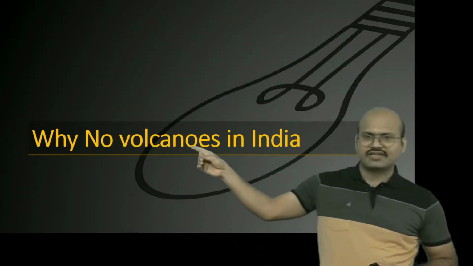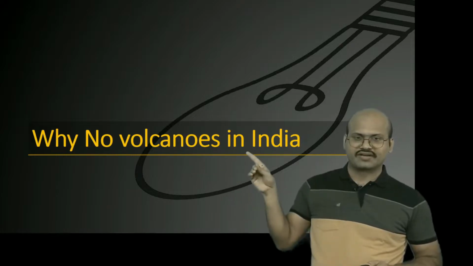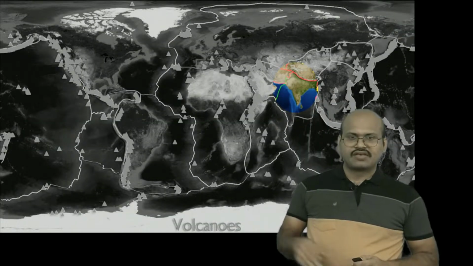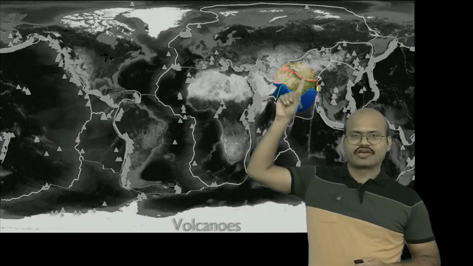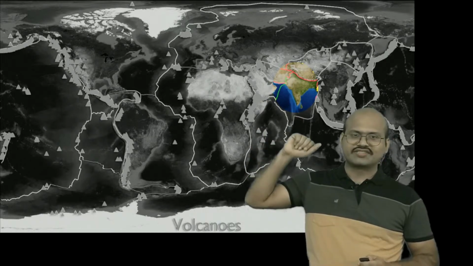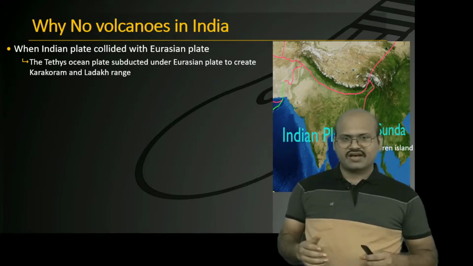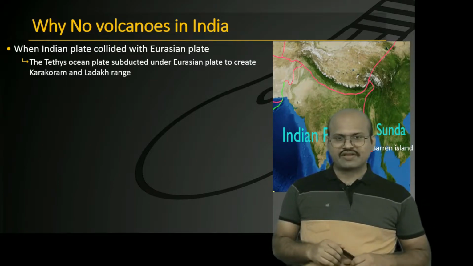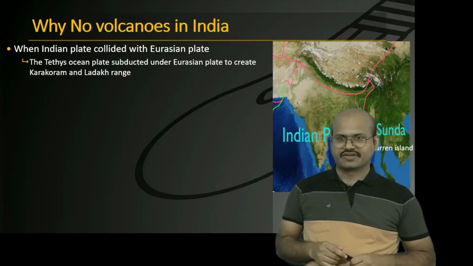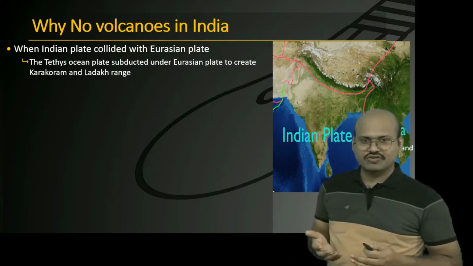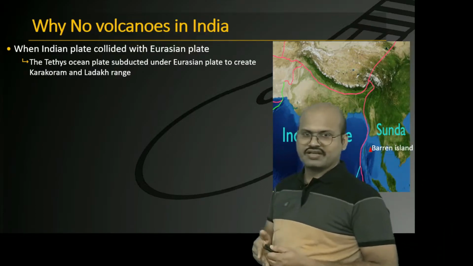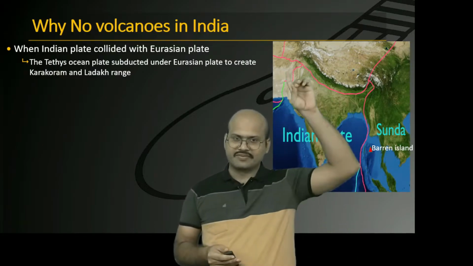Now let's see why there are no volcanoes in India. In India, we can see that there are no volcanoes. Now let's understand why this is so. When India moved towards Eurasia, there was the Tethys Ocean in between. However, the Tethys Ocean first got subducted. It led to a lot of volcanism over here.